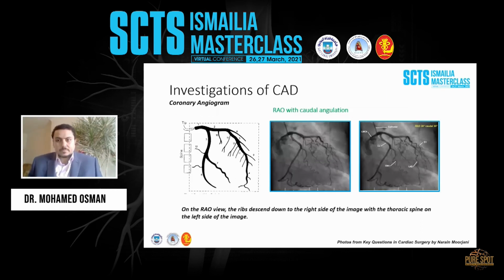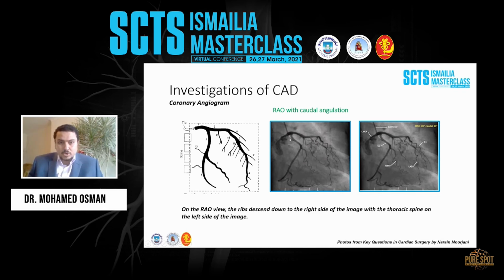To identify the angiogram view, there are some rules. Usually the spine is on the opposite side of the view name. For example, if you can see the spine on the left-hand side, that would be right anterior oblique. Sometimes you can't see the spine in the view. In this case, you check the ribs direction. The ribs go from up to down in the same direction as the view.